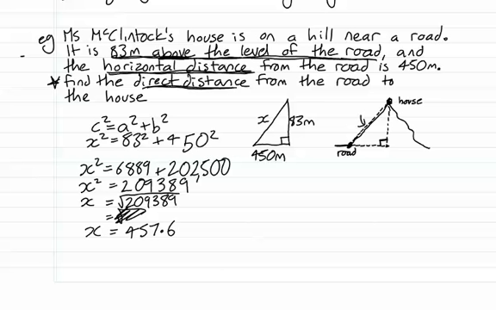We've got our answer. Since it was a word question, we should write a word answer. Therefore, the house is 457.6 meters from the road.